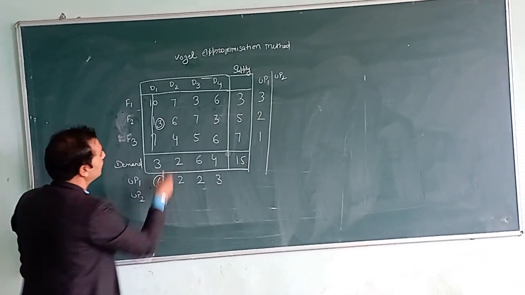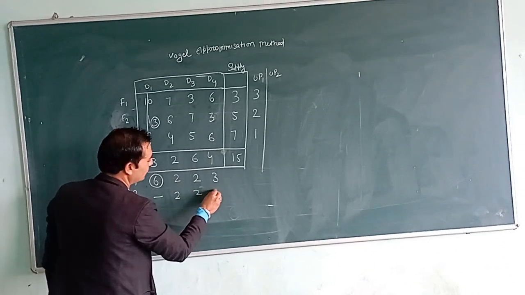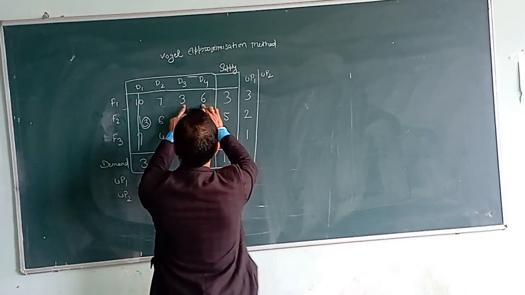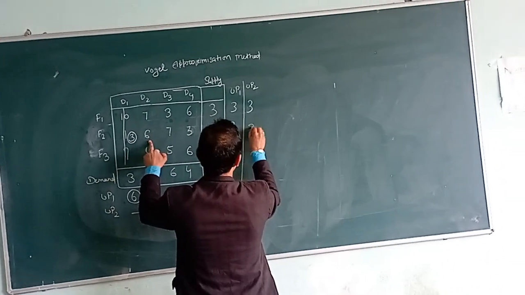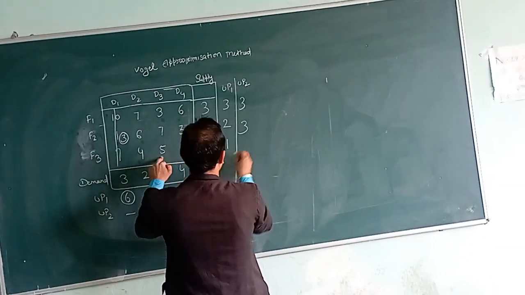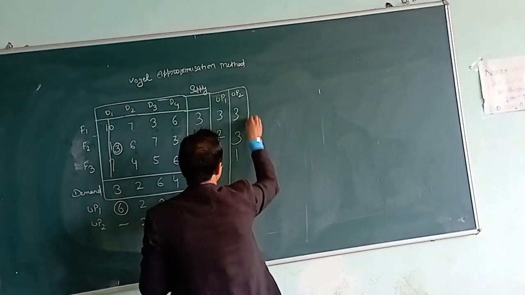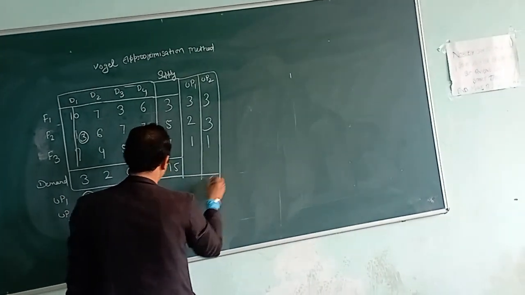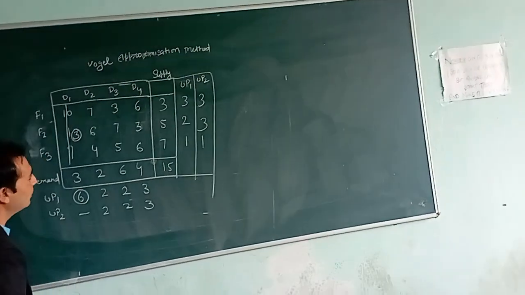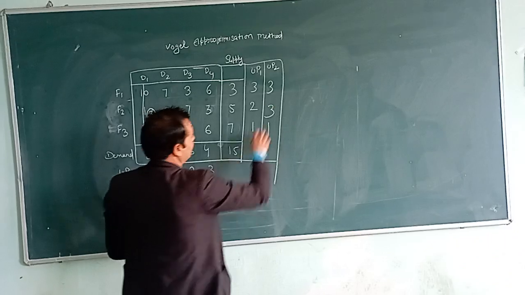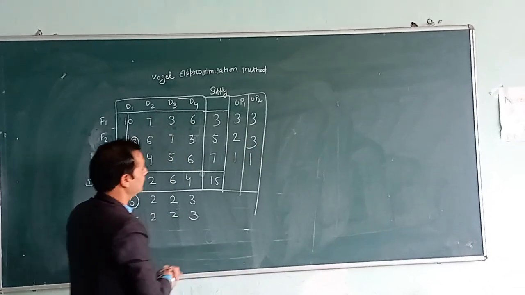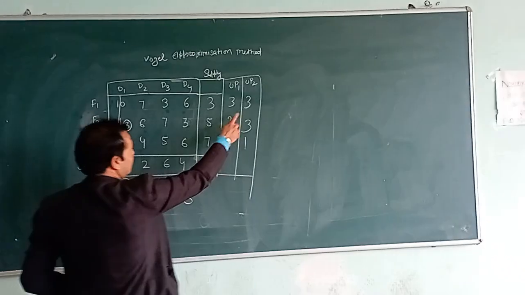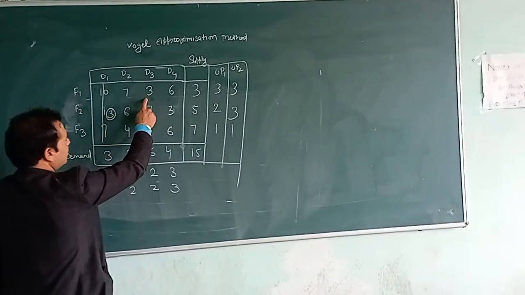After deleting, the differences are 2, 2, 3. Here 3 and 6, the difference is 3. 3 and 6, the difference is 3. 4 and 5, the difference is 1. Now we select the maximum value from unit penalty 2. Here there is a tie because 3 appears 3 times. When we consider this 3, the minimum element is 3.